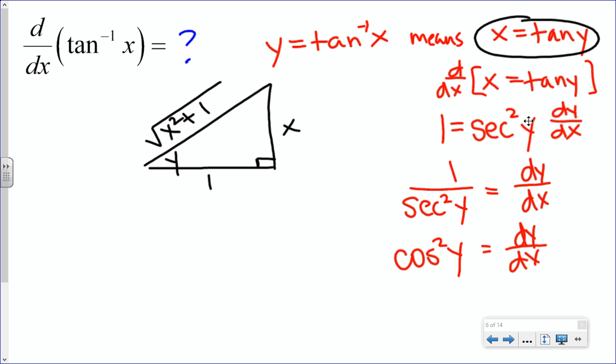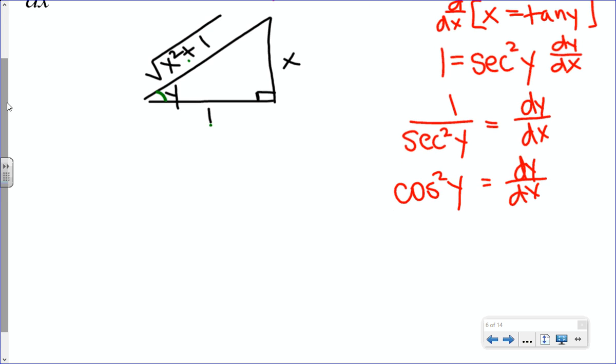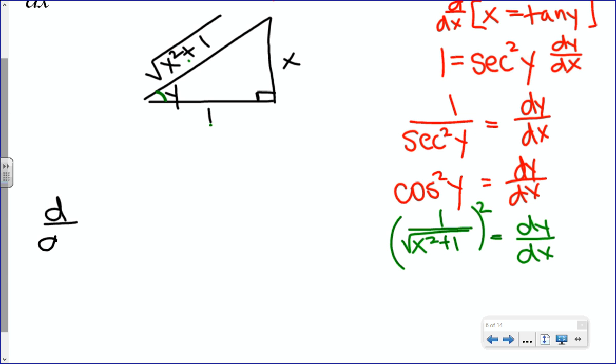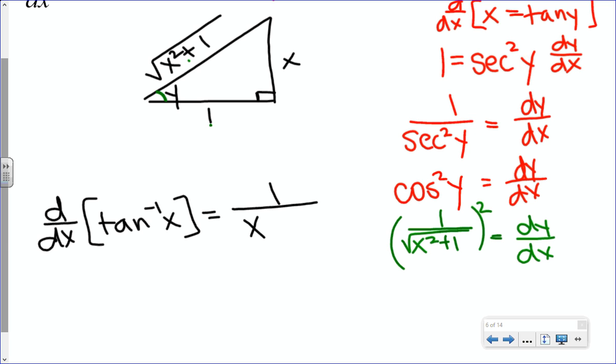So, when we're talking about the cosine squared of y over here, here's y. Our cosine ratio is adjacent over hypotenuse. Do you agree? So, dy dx is adjacent over hypotenuse, squared. What we have just discovered is that the inverse tangent of x derivative is 1 over x squared plus 1, because that square root and square will undo each other.